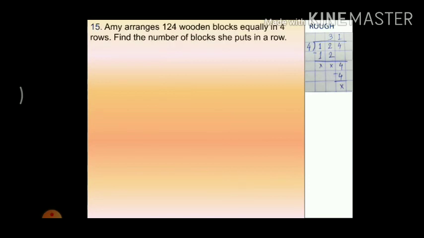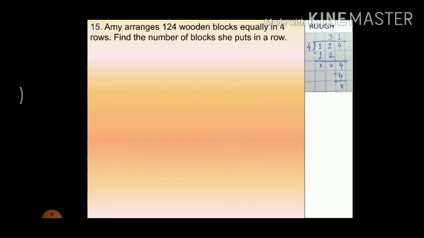Question number 15. Amy arranges 124 wooden blocks equally in 4 rows. Find the number of blocks she puts in a row. So, Amy has arranged 124 blocks in 4 rows or lines. We can also call those rows lines. And we have to find out how many blocks are there in one row. So whenever they have given you the value of many, that means we know that there are 124 blocks in 4 rows. To find the value of one row, we have to do division.